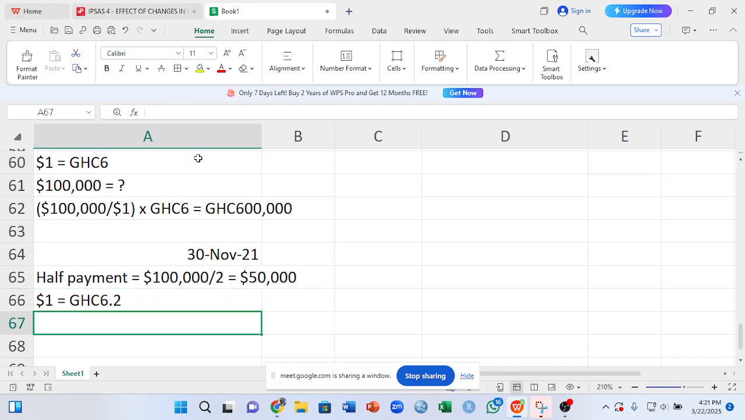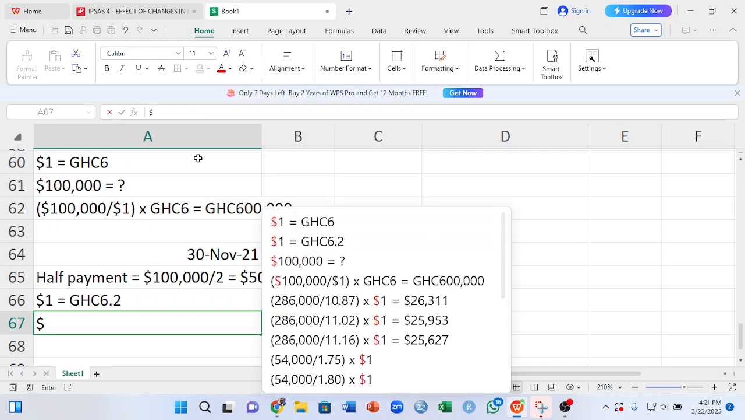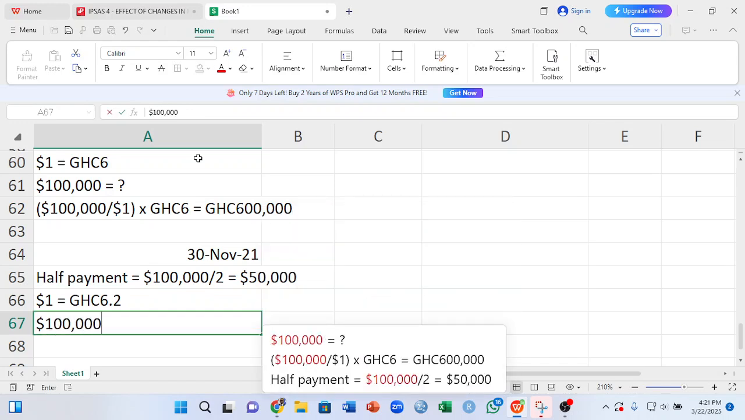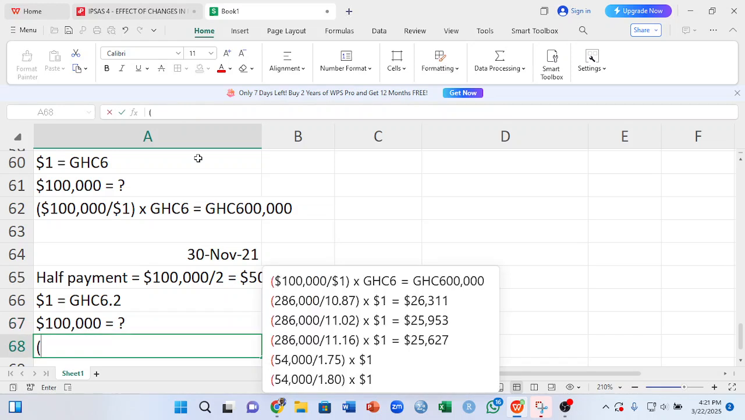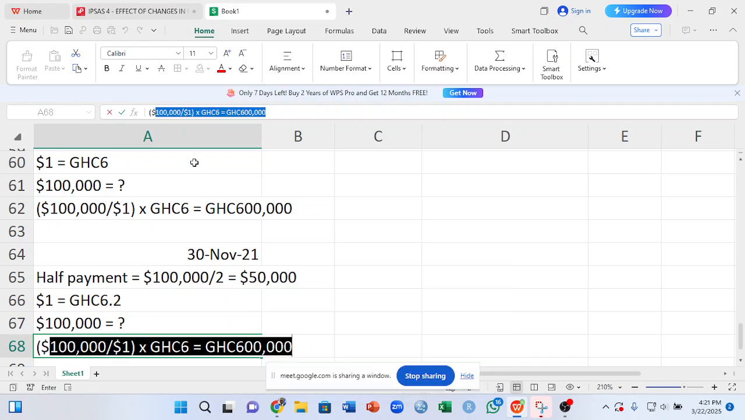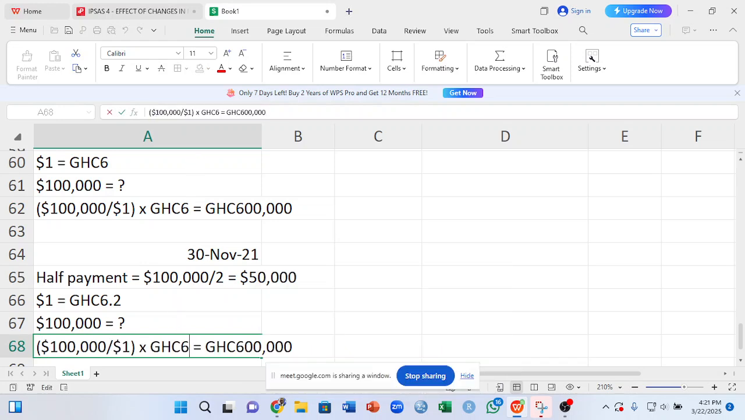$1 to 6.2. So that will be 100 USD is equal to question mark. So this will be multiplied by 6.2. Yes, it's 50. Sorry, it's supposed to be 50 over here. So that will be 50. So what are you going to get? 310,000.